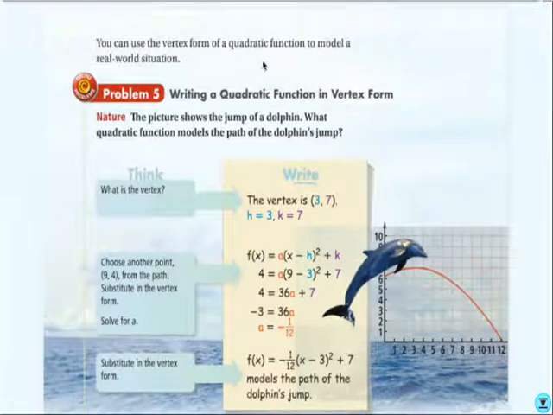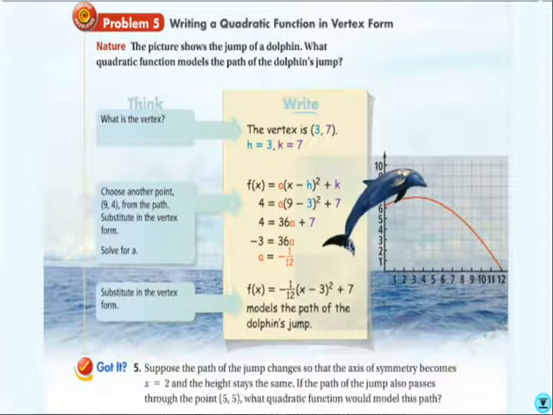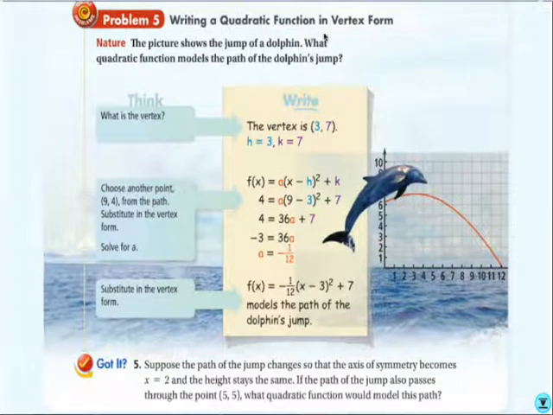We can use the vertex from a quadratic to model a real-world situation. So the picture shows the jump of a dolphin. What quadratic function models the path the dolphin jumps? So here's the dolphin jump. We get the vertex right here at 3, 7. Okay, it's right there. So that's the h and the k.